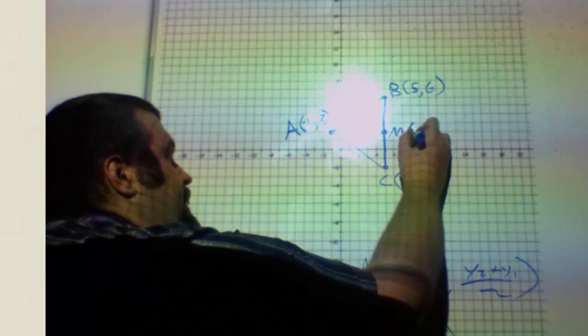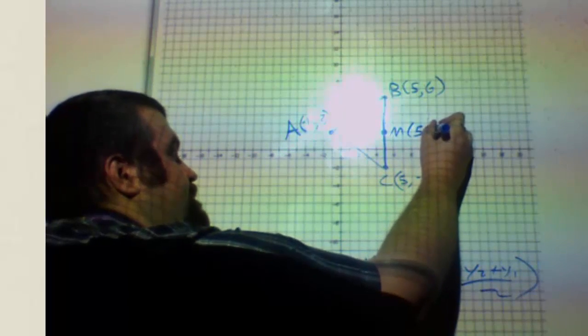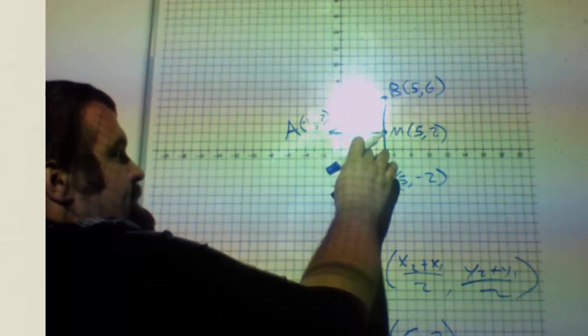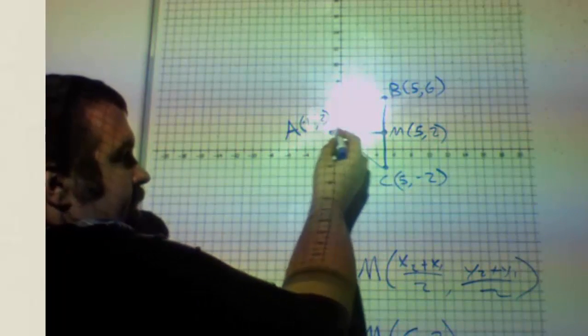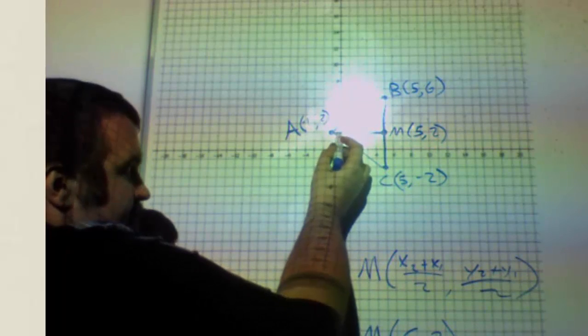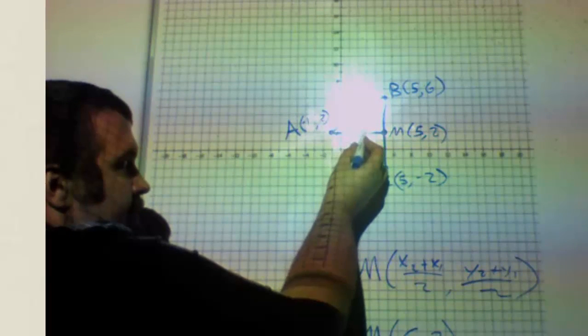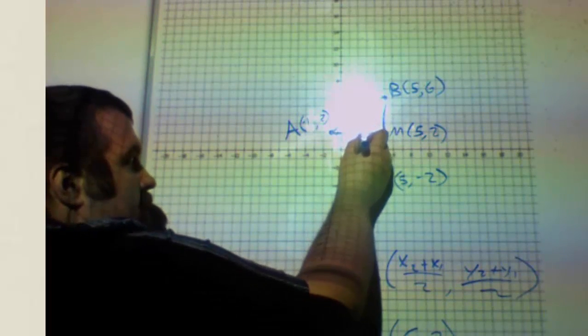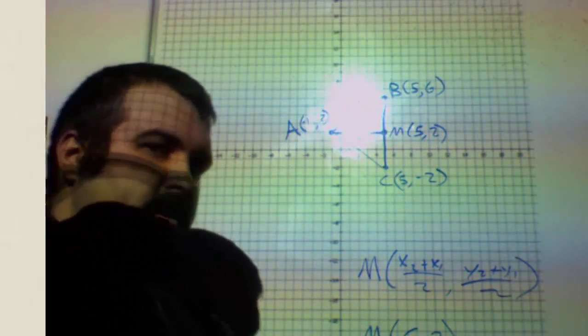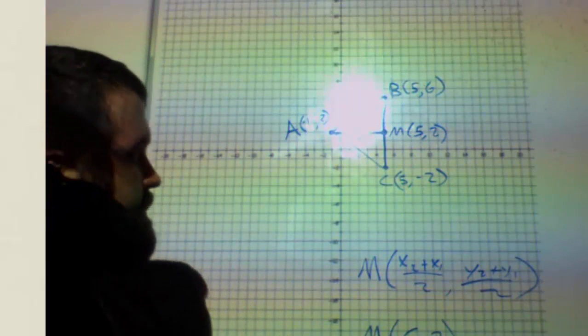So here's my midpoint, 5 comma. So in this case, my median is entirely horizontal. Finding the length of this segment is just as simple as counting it up. 1, 2, 3, 4, 5, 6. Or 5 minus negative 1, that's 5 plus 1, or 6. So that is 6 long.